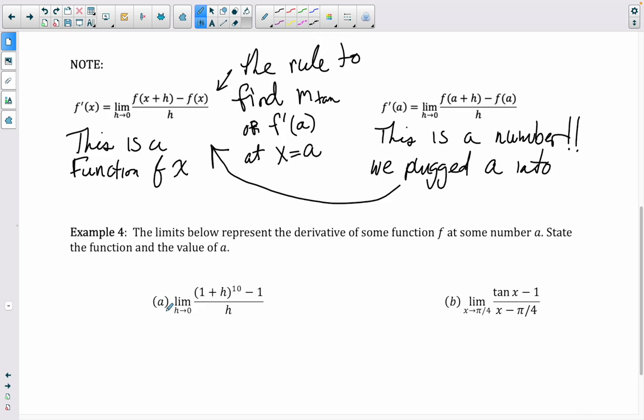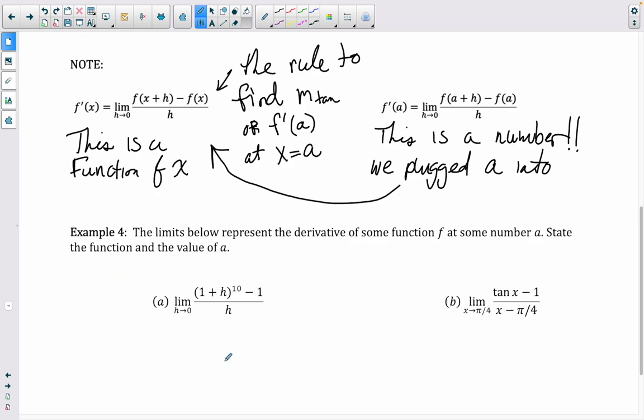So let's see if we can now compare in example 4. Again, try this. See if you can find the function that we're finding the derivative of and at what value we're finding that derivative. So make a comparison to this f of x plus h minus f of x over h. Compare it with the limit as h goes to 0 of f of a plus h minus f of a over h.